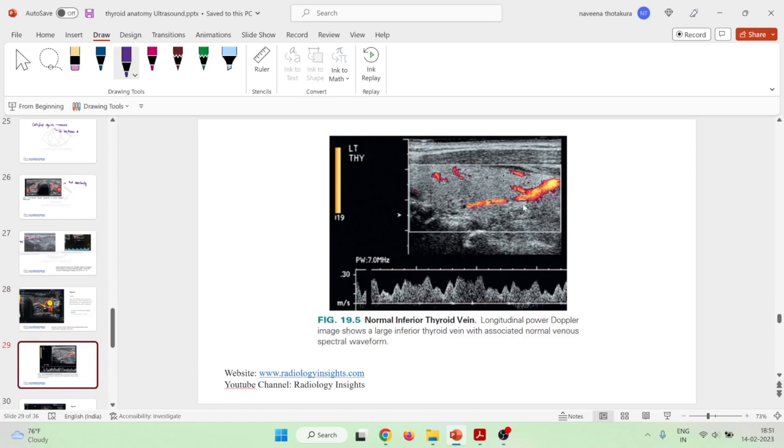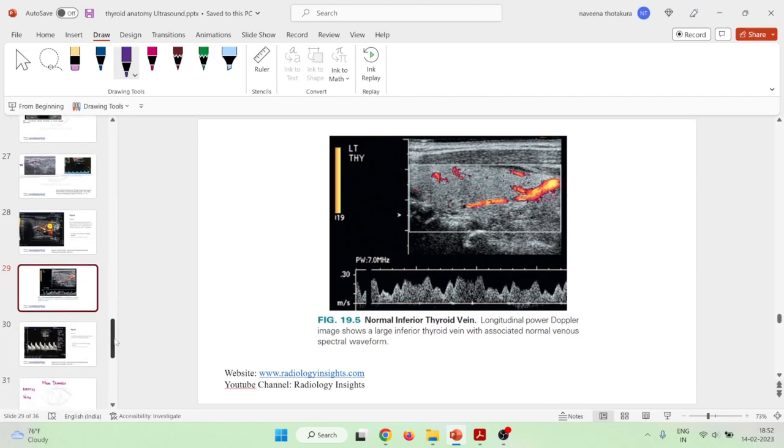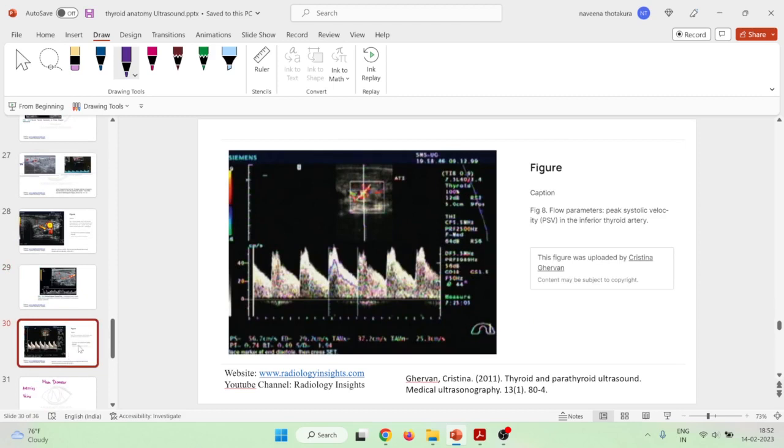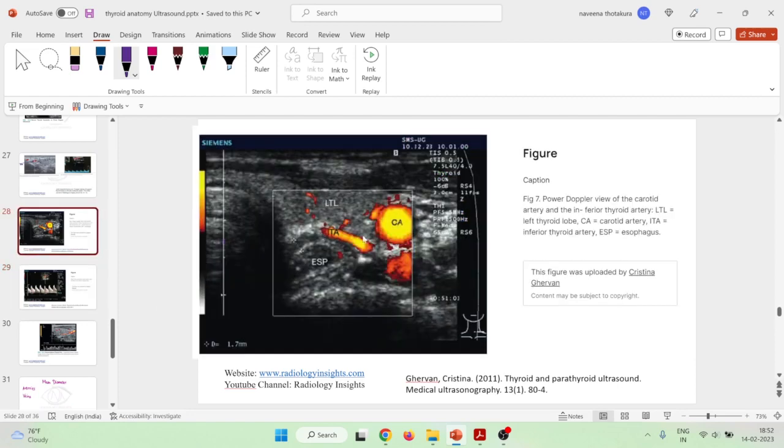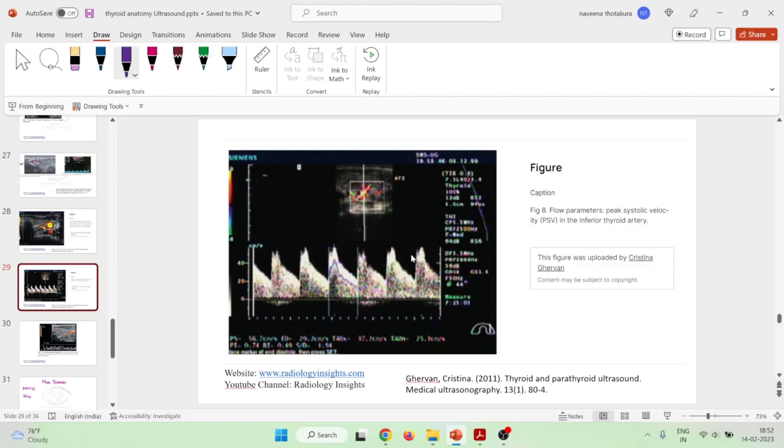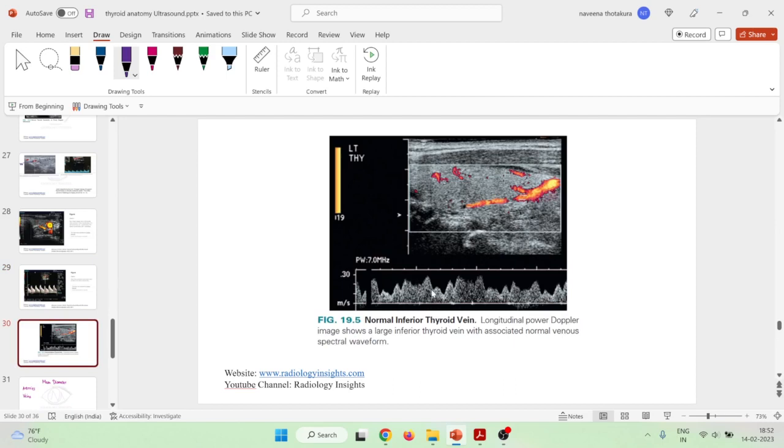This is the picture showing the inferior thyroid vein, which is actually located at the lower pole of the thyroid gland. This is the pulsatile flow of the inferior thyroid artery. This is the pulsatile flow seen in the inferior thyroid artery. This is the inferior thyroid vein with the Doppler flow seen in it.